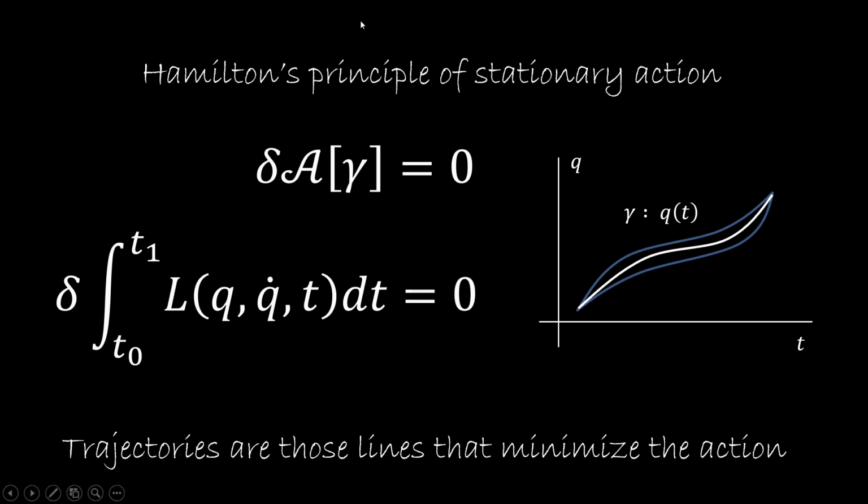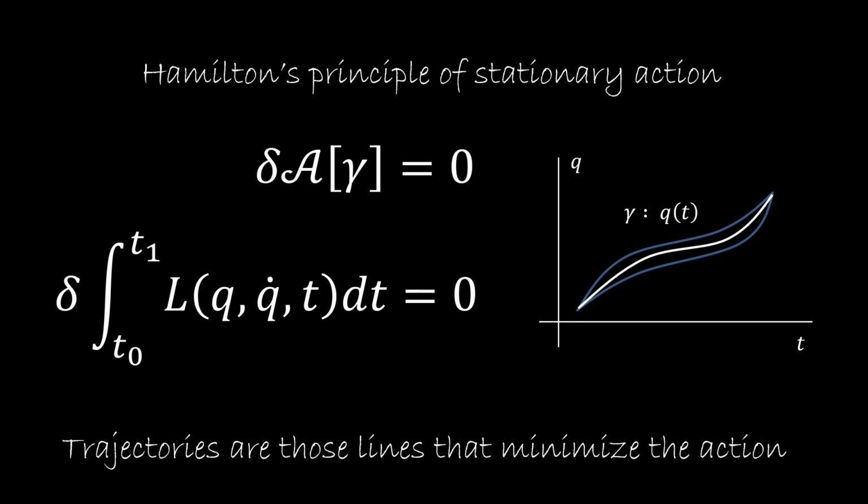Lagrangian mechanics starts with Hamilton's principle of stationary action. We have a function called action that for each possible trajectory gives us a number. And the actual trajectories are the ones such that the action is minimized or is stationary, so that a small change in the trajectory does not change the action. The action can be written as the integral of a Lagrangian, and the Lagrangian is a function of position, velocity, and time.